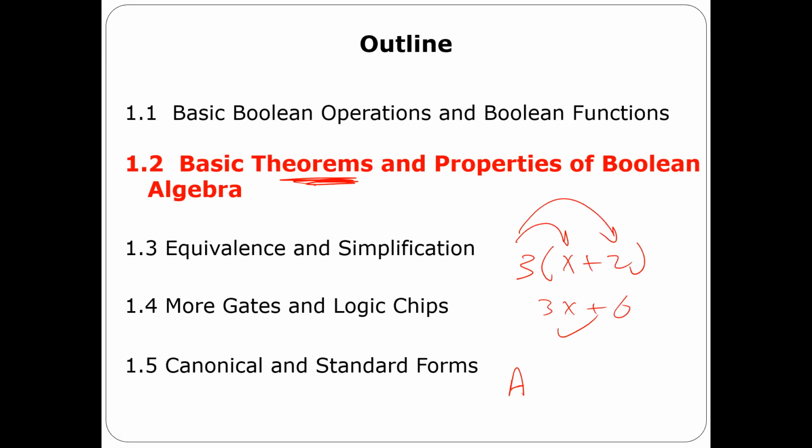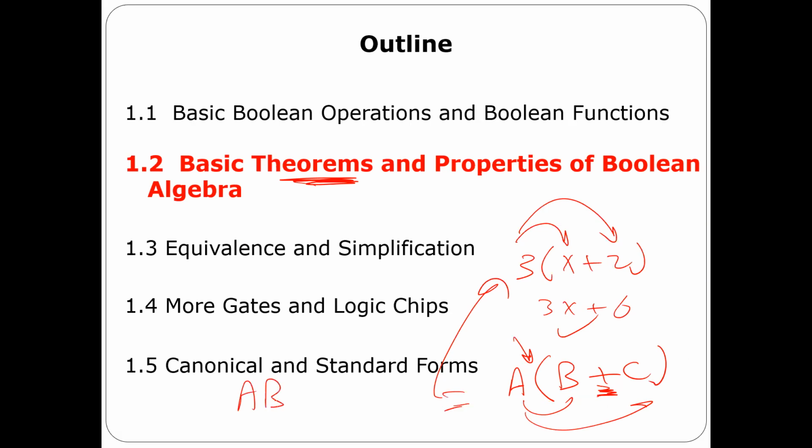So if we have here A and B or C, here it's not multiplication, it's AND. This is not addition, it's OR. As I'm going to teach right now, we can also do distribution like this one. This one will be similar to A and B or A and C. So you will see right now.